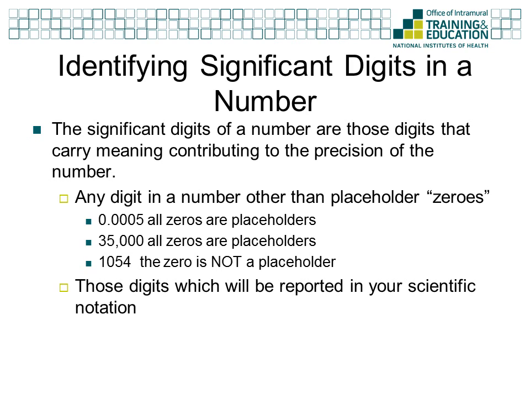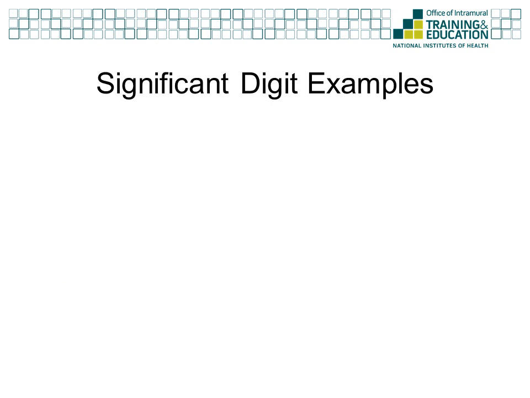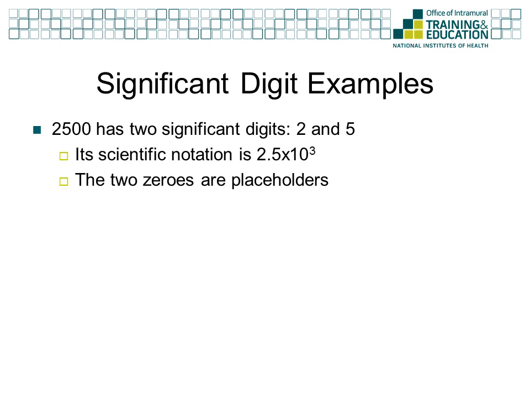An important rule when multiplying and dividing numbers is to remember that your result should have as many significant digits as the measured number with the fewest significant digits. So if you multiply a number with 2 significant digits by a number with 7 significant digits, your result will have only 2 significant digits. Let's go through a few examples and determine the significant digits of some numbers.